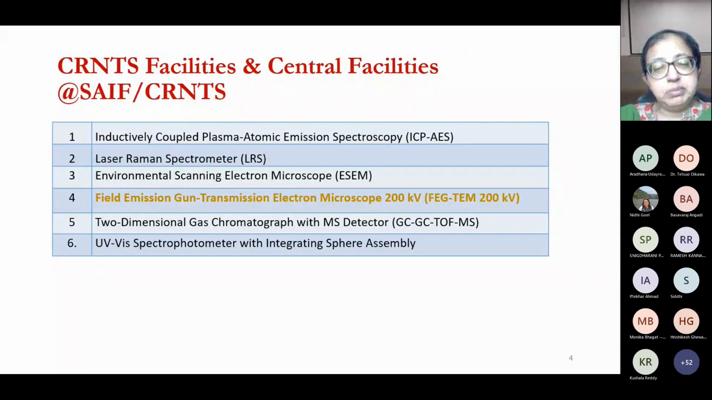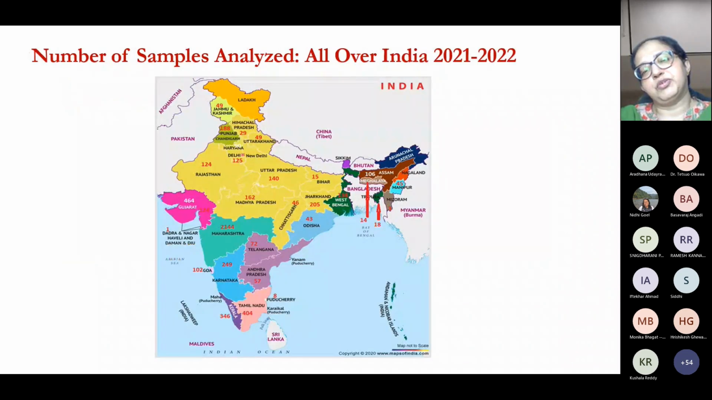These are some of the facilities we have in CRNTS. They are institute central facilities: ICP-AES, laser Raman spectroscopy, then environmental scanning electron microscope and field emission gun microscope 200 kV. And we also have 2D GC with MS detector and UV spectrophotometer. And so from here, you see that we get a large number of samples from Maharashtra itself, but we also get from all over India, which is quite remarkable.